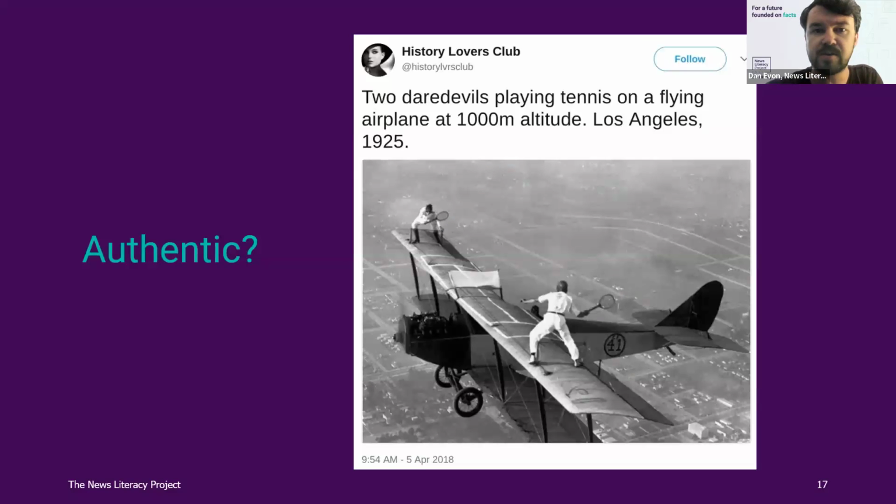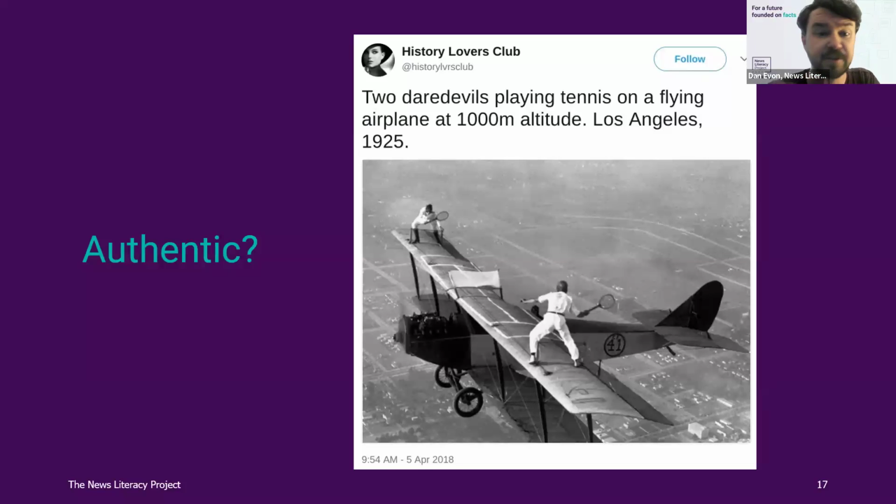All right, so here is another photo or image that we can take a second to kind of consider if it is an authentic image or not. This supposedly shows two daredevils playing tennis on a flying airplane at 1,000-meter altitude, Los Angeles, 1925. So everyone just take a look and kind of come to a conclusion, whether you think it is real or whether it's fake.